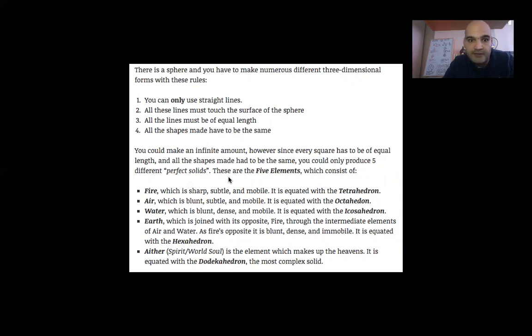You could only produce five different perfect solids, and these are the five elements, which consist of fire, which is sharp, subtle, and mobile, and it is equated to the tetrahedron. Air, which is blunt, subtle, and mobile, is equated to the octahedron. Water, which is blunt, dense, and mobile, is equated to the icosahedron. And earth, which is joined with its opposite fire through the intermediate elements of air and water, as fire's opposite is blunt, dense, and immobile, and is equated to the hexahedron. The aether, spirit or world soul, is the element which makes up the heavens, and it is equated to the dodecahedron, the most complex solid.